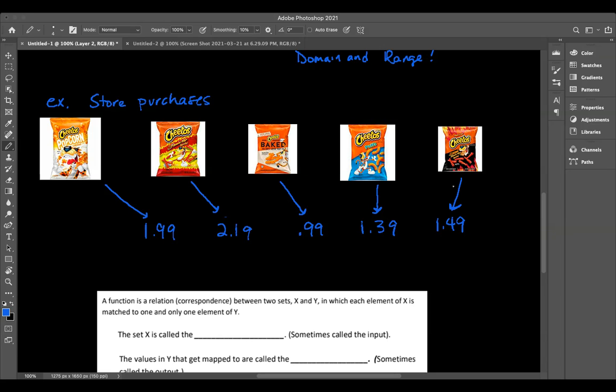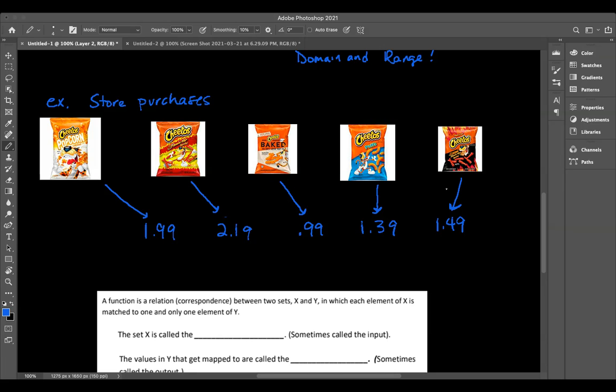So what do we know about this? When we go to purchase a bag of Cheetos, we're going to pay a certain price every time. So that's what a function is. A function is basically an input, which would be the Cheetos, and the output, which would be the price itself, whatever you pay. So the item and the price associated with the item would be a function.